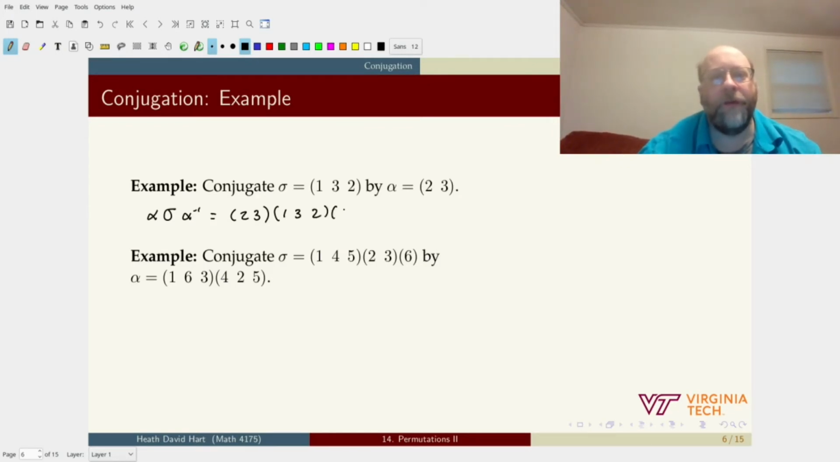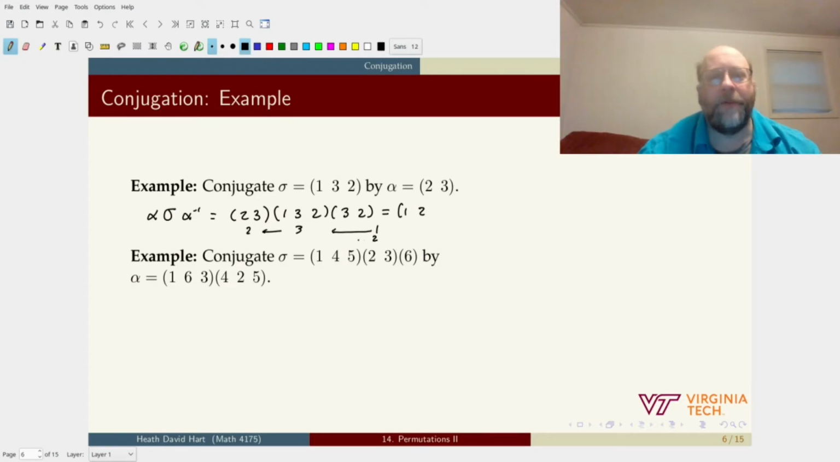Alpha inverse is just alpha going the other direction, which is (3 2). Of course, that's the same thing as (2 3). For a 2-cycle or a transposition, the alpha inverse and alpha are the same thing. All right, so let's see what happens. If I start with a 1, nothing happens to a 1 here. Then this permutation changes a 1 to a 3. And then this permutation changes a 3 to a 2. And so 1 becomes a 2.